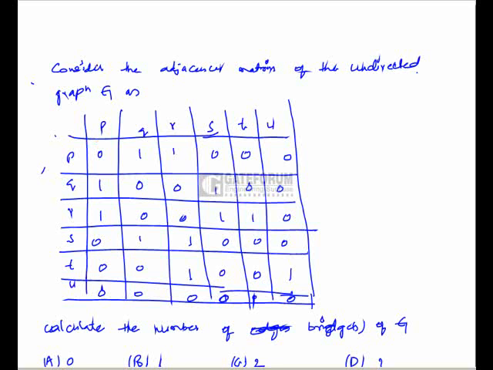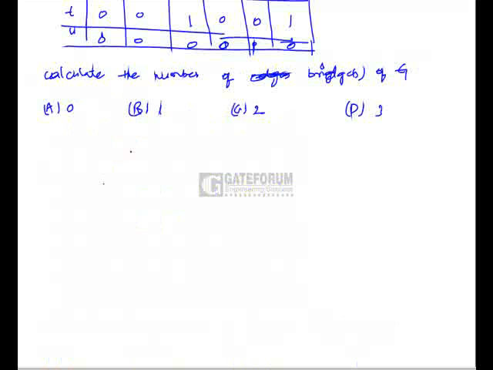In this question, the adjacency matrix of an undirected graph is given, and we have to find the number of bridges. Number of bridges is nothing but number of cut edges. A cut edge is an edge deletion upon which disconnects the given graph into two or more components. So in order to solve this problem, first we have to construct the graph by using the given adjacency matrix. So let us try to construct the graph.